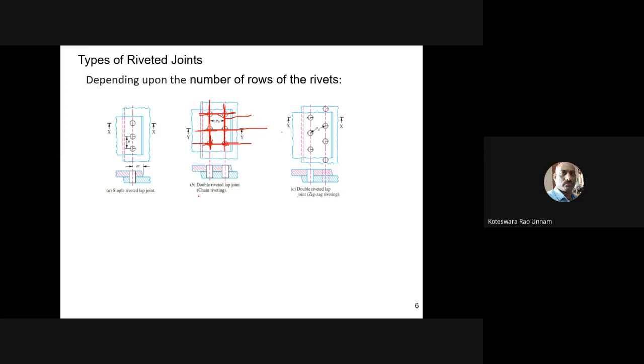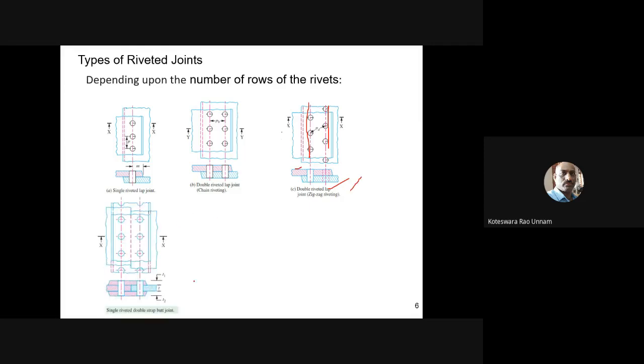If it is different from that, here the center line for this rivet is something like this, for this rivet it is something like this. So the center lines go like this, and that's why we call it zigzag riveting. But both are double riveted joints only. Why both are double riveted joints? Because you have one row for this plate, and the second row is also for this plate. So each plate has two rows here.